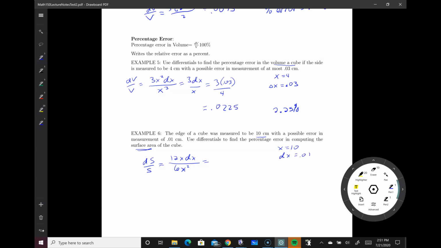So let's do some canceling here. So I get a 2 dx over an x. So my dS over S turns into 0.01 divided by 10. So that gives me 0.002. Changing that to a percent gives me 0.2% error.